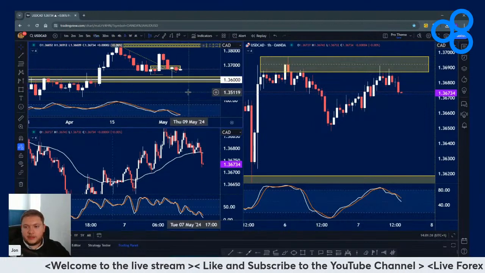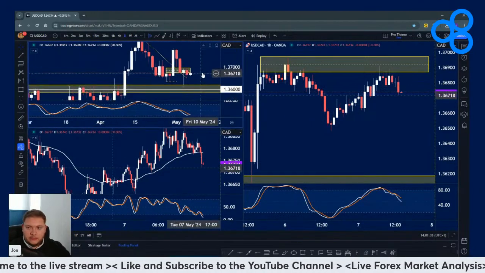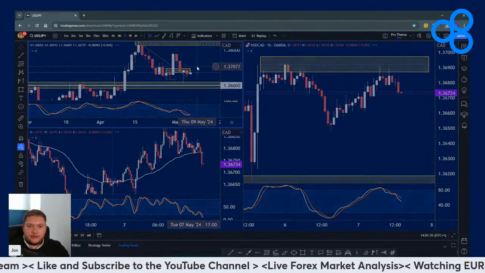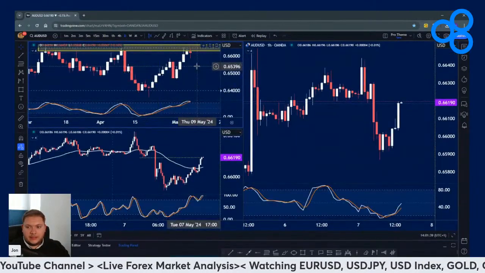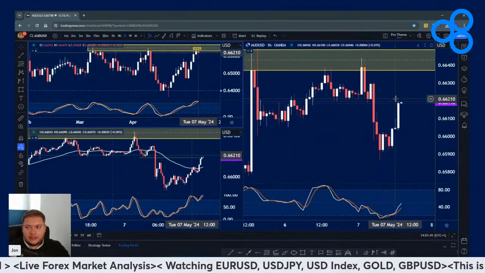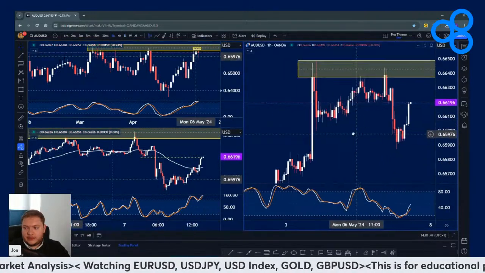Yeah, I'll jump over to Aussie US dollar in a moment. I did quite like the idea of Aussie, actually. I was looking at it today, and there are some interesting levels to look out for, aren't there, on Aussie at the moment?